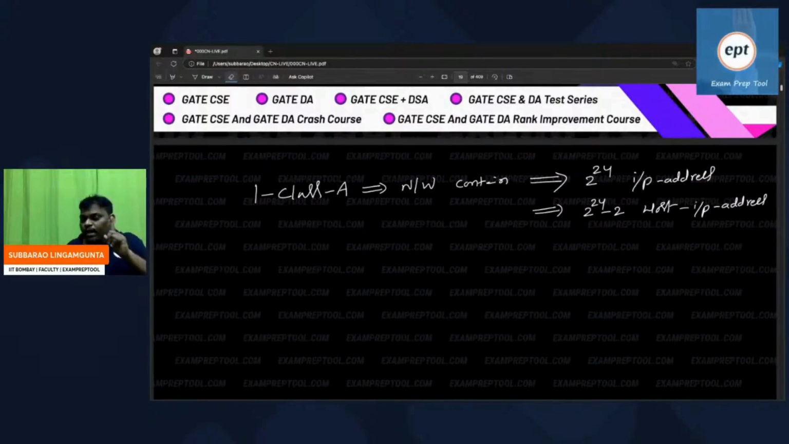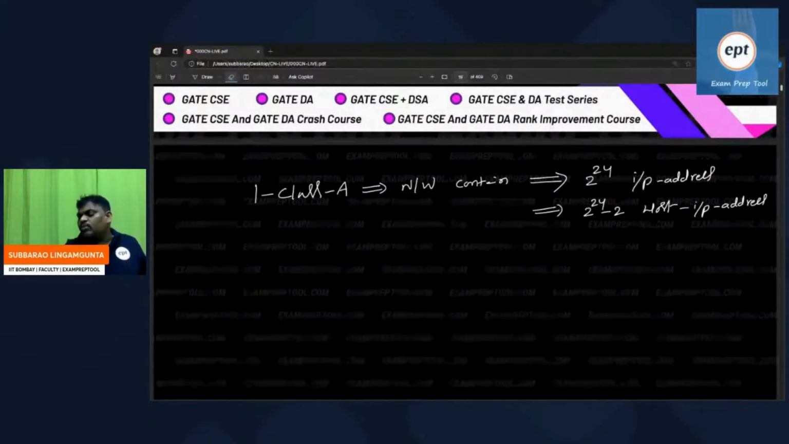I am saying one class A network. Kumar, I am saying to you one class A network, not all class A. One class A network contains how many? 2 power 24 IP addresses. Out of them, how many can you use for host? 2 power 24 minus 2. The first one and the last one you cannot use for a computer. For a host you cannot give, other things you can use.